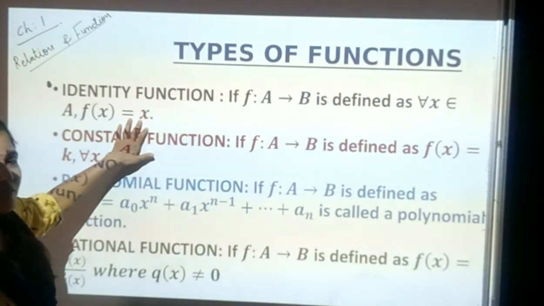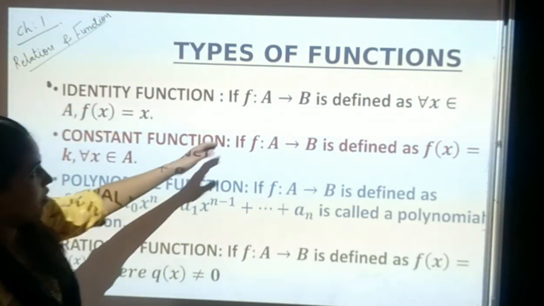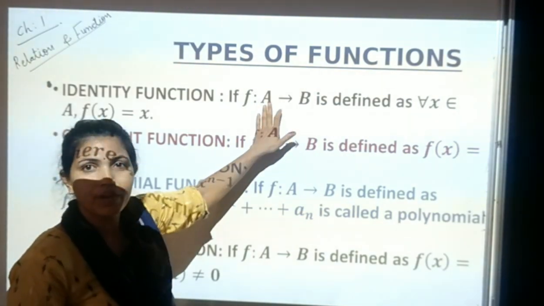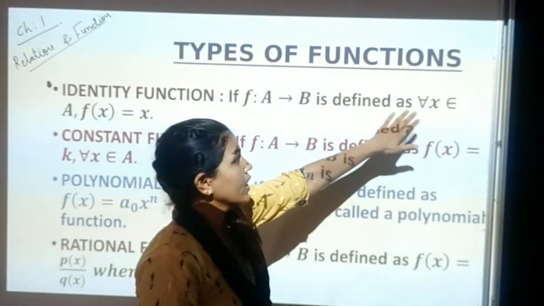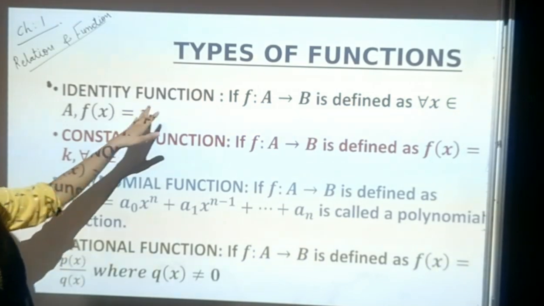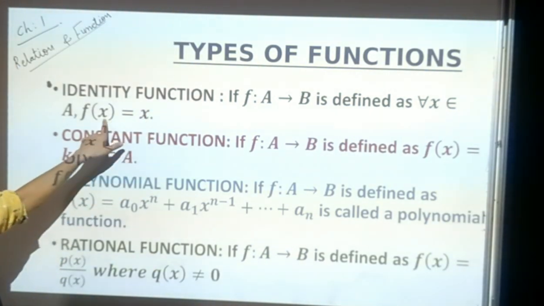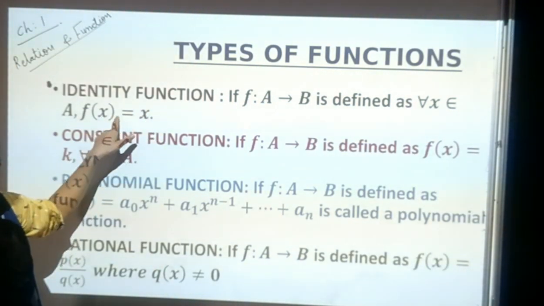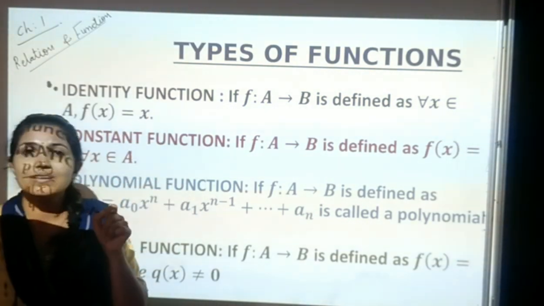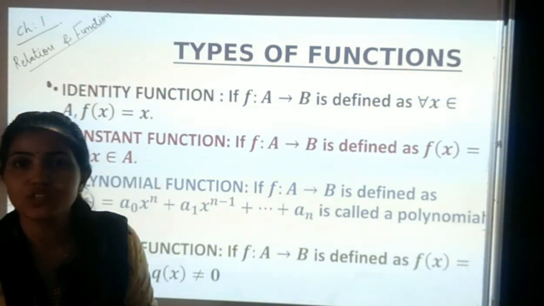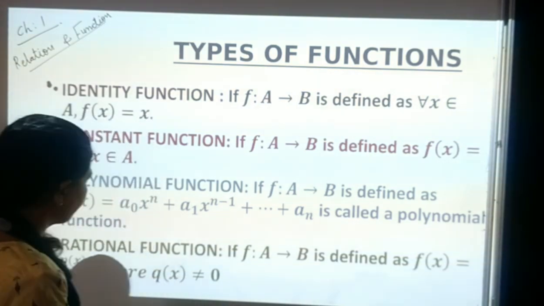So what is the identity function? For f defined from A to B, for all x belongs to A, f of x will be x. That means the same value. For every element we will find the same image. That is called the identity function.